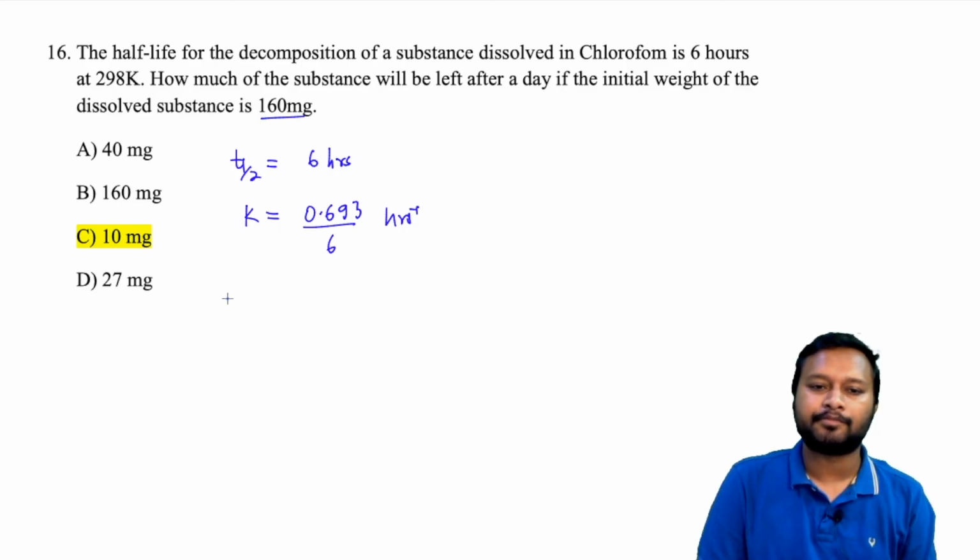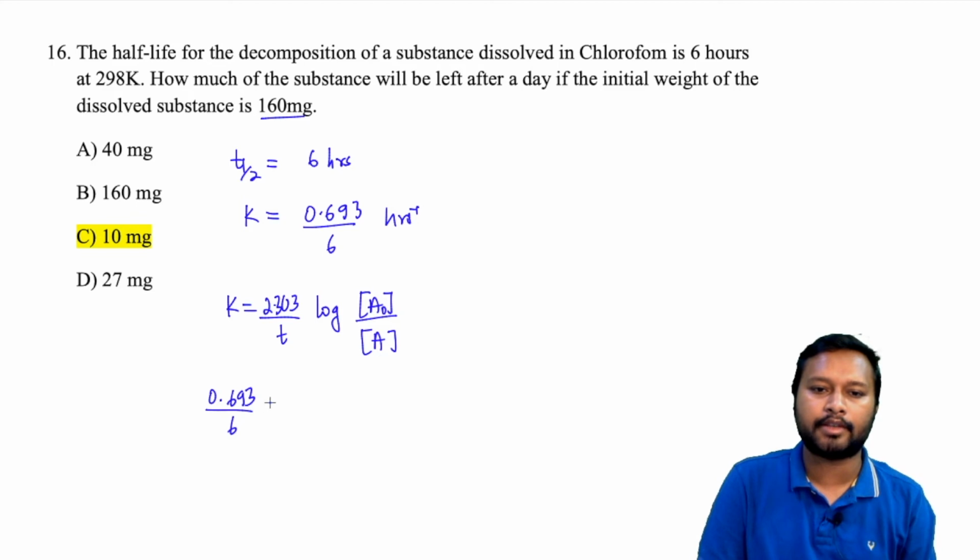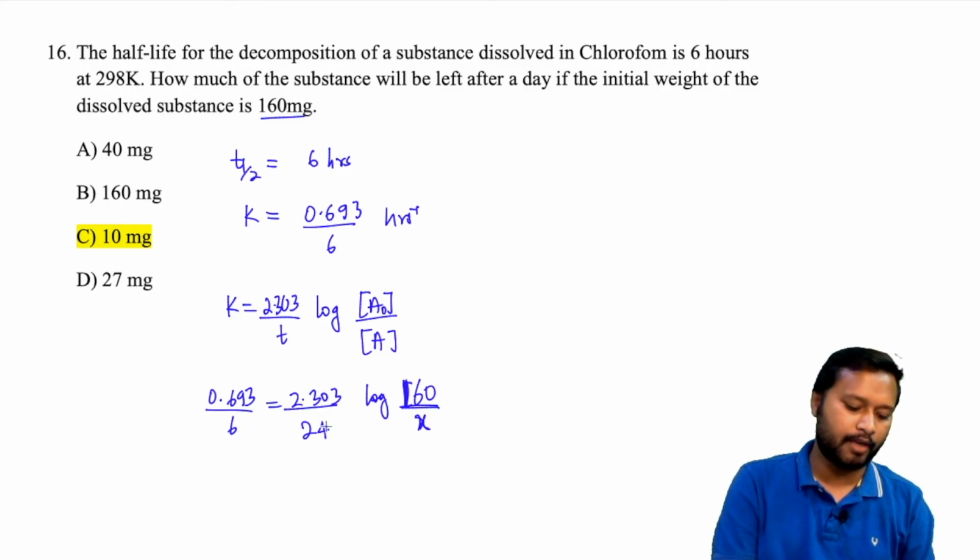So put it here. Your K equals 2.303 divided by T, and then you have log of initial concentration A naught divided by A, that is the final concentration. So K is 0.693 upon 6, and this is 2.303 upon time, which will be a day, that means 24 hours. And then you have log of initial concentration, given to you as 160 milligrams. Final concentration you have to calculate. Let's keep it as X. So you just have to solve it. Use your calculator to do that.